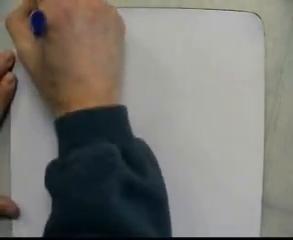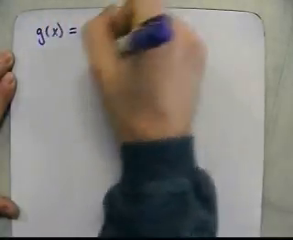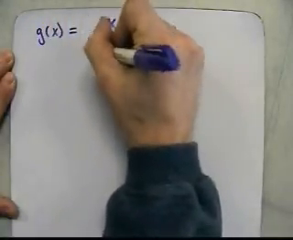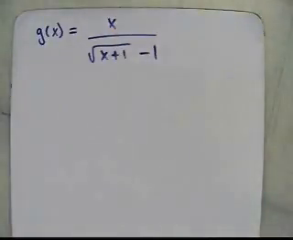Let's do this one. Let's say our g of x is x over the square root of x plus 1, and then minus 1. And there are some limits that fail to exist. We'll talk about that in a second. Go ahead and try to get that on your calculator real quick.